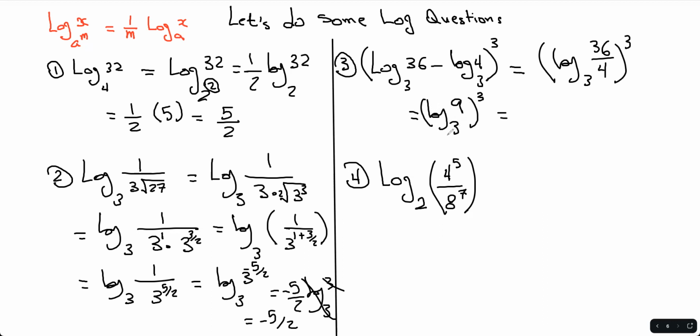Now, log base 3 of 9 is asking you, 3 raised to what power gives you 9? 3 squared gives you 9. So that log base 3 of 9 is just 2. Then you still have the cube outside, and that is 2 to the power of 3, which is 8.